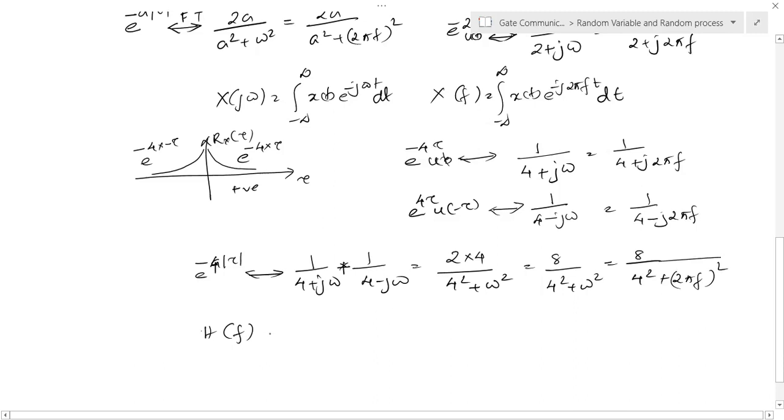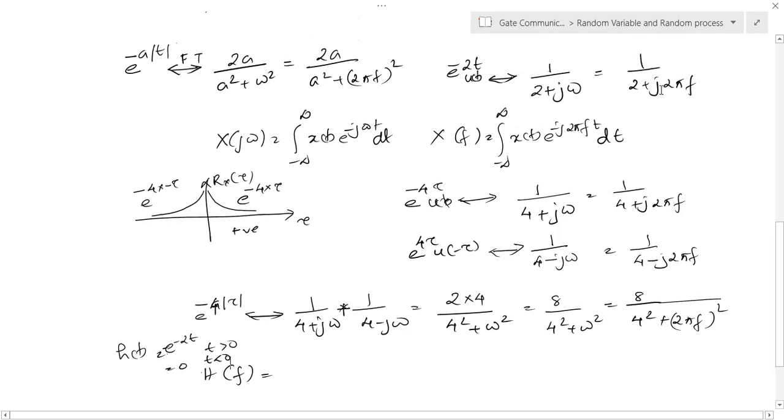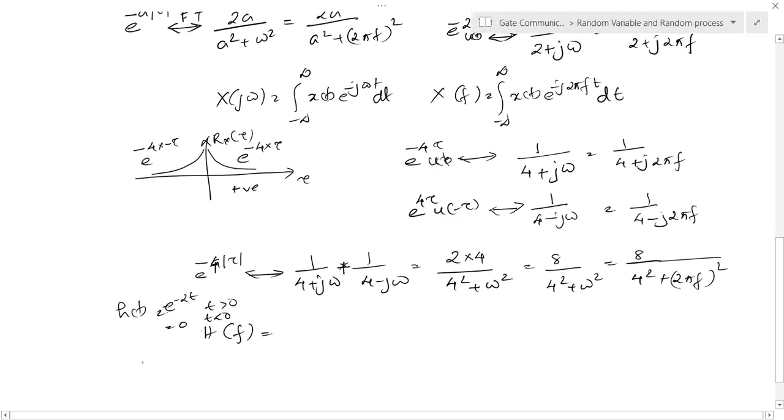Here you can write h of f is equal to, because h of t is given by e raised to minus 2t for t greater than 0 and 0 for t less than 0. So simply you can find, okay, I already wrote this, e raised to minus 2t into u of t. So you can write either 1 by 2 plus j 2 pi f, or you can write h of j omega is equal to 1 by 2 plus j omega. You can use either one.